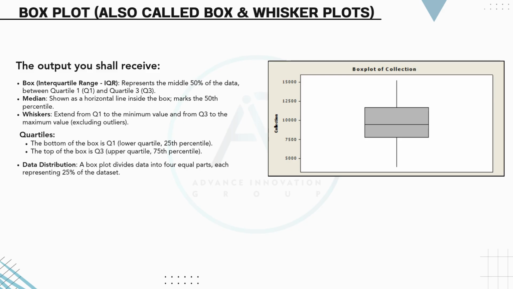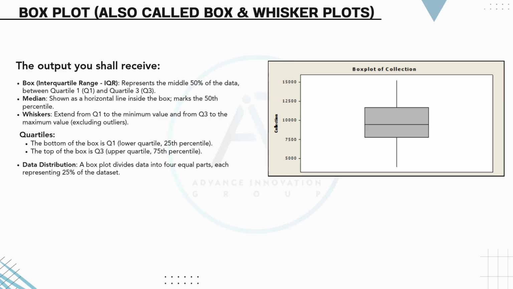This slide shows the kind of output you receive when you create a simple box plot in Minitab. The example here is for the variable collection. Let's break down the components of this box plot. Box, interquartile range, IQR. The shaded box in the plot represents the middle 50% of the data. It spans from the first quartile, Q1, to the third quartile, Q3, capturing the central range where most values fall. Median. Inside the box, you see a horizontal line. This line represents the median, Q2, or the 50th percentile, indicating the center of the data distribution.